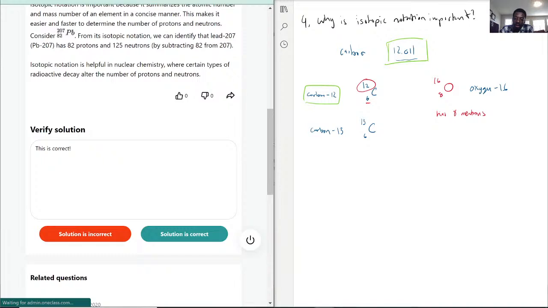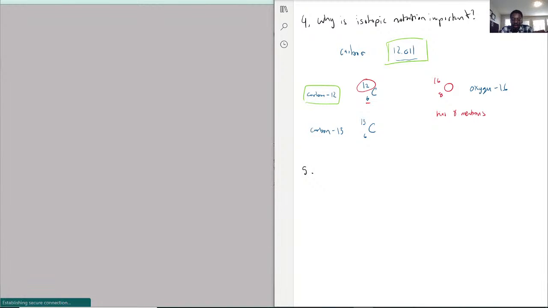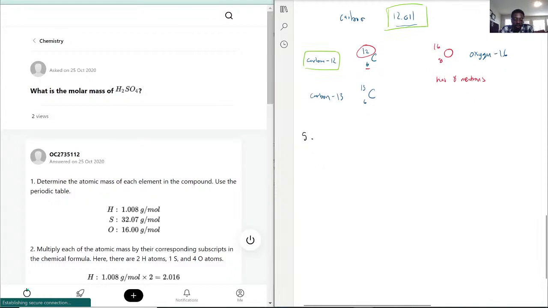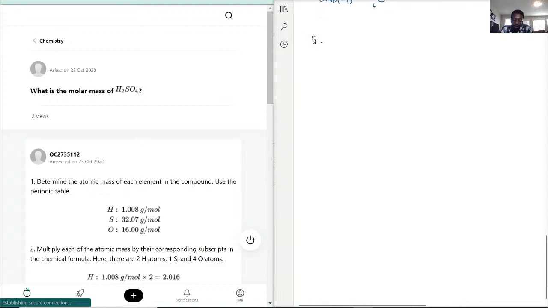So question 5. Let's see what we have here. What is the molar mass of H2SO4? Okay, this is going to go a little bit faster because we have solved a question very similar to this already. We did phosphoric acid, which was H3PO4. So I should give you a hint at what this is called, because that's the first thing I ask you.